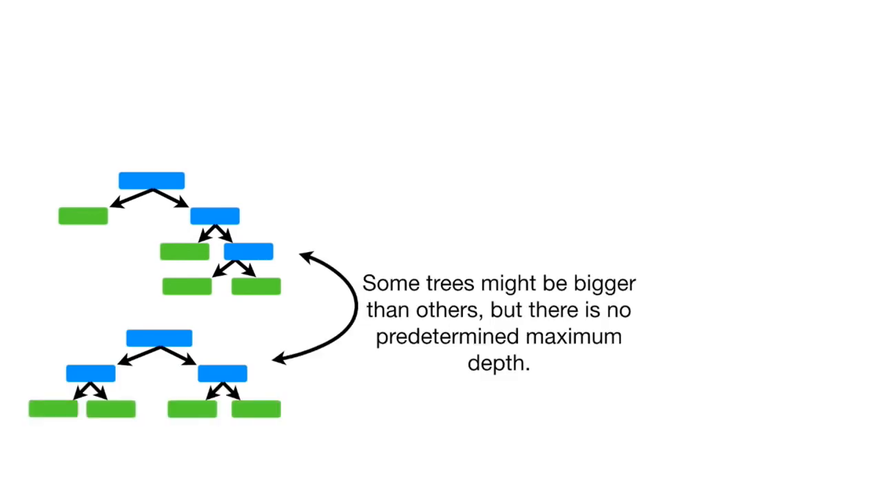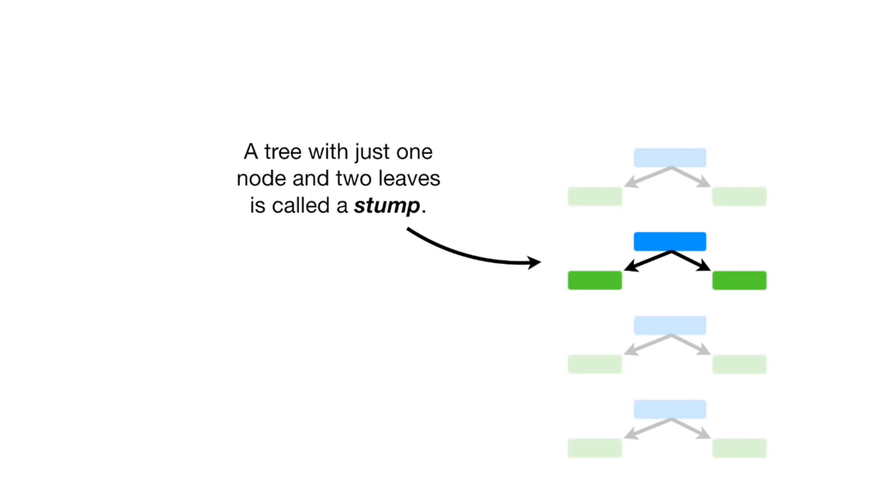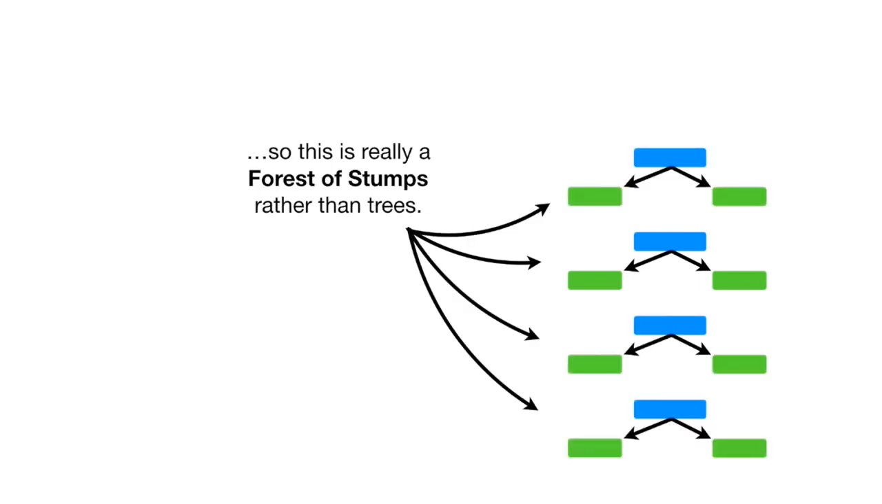In a random forest, each time you make a tree, you make a full-sized tree. Some trees might be bigger than others, but there's no predetermined maximum depth. In contrast, in a forest of trees made with AdaBoost, the trees are usually just a node and 2 leaves. A tree with just 1 node and 2 leaves is called a stump. So this is really a forest of stumps rather than trees.